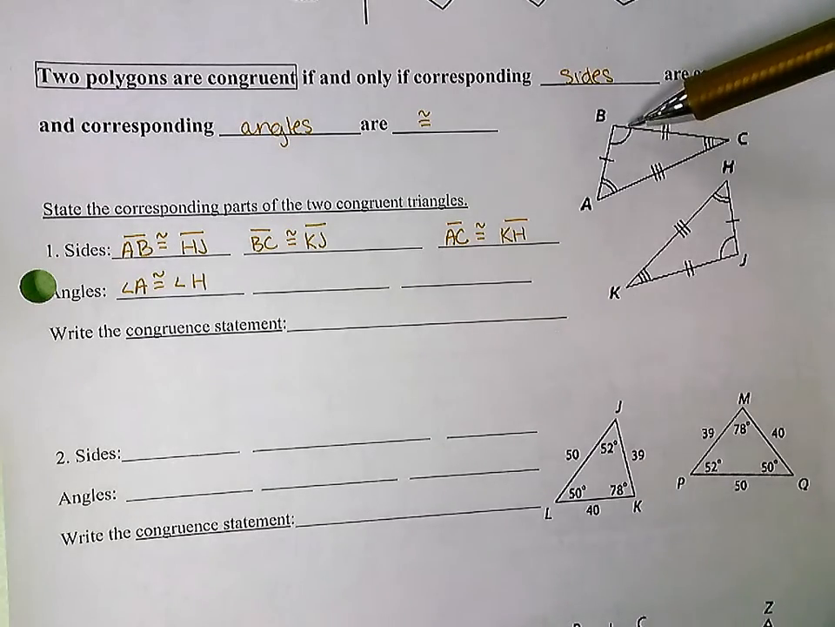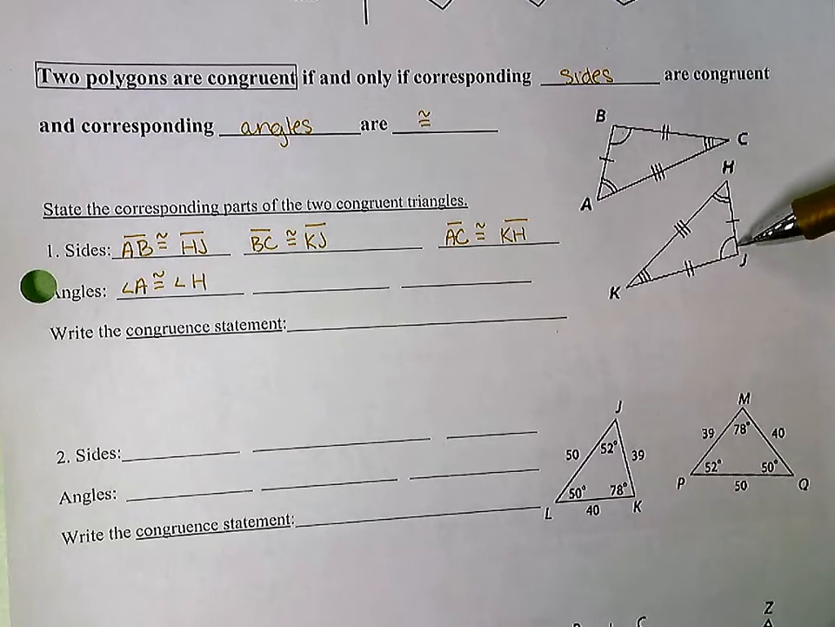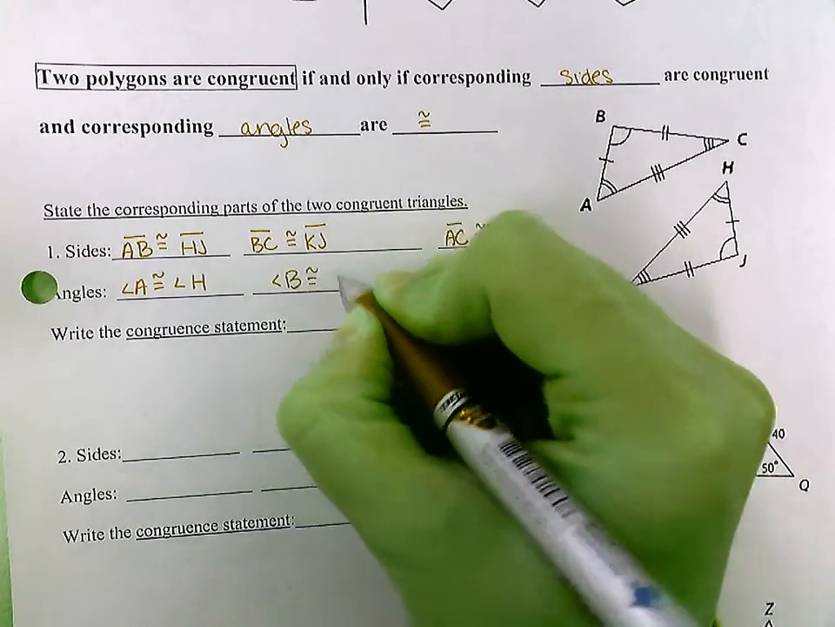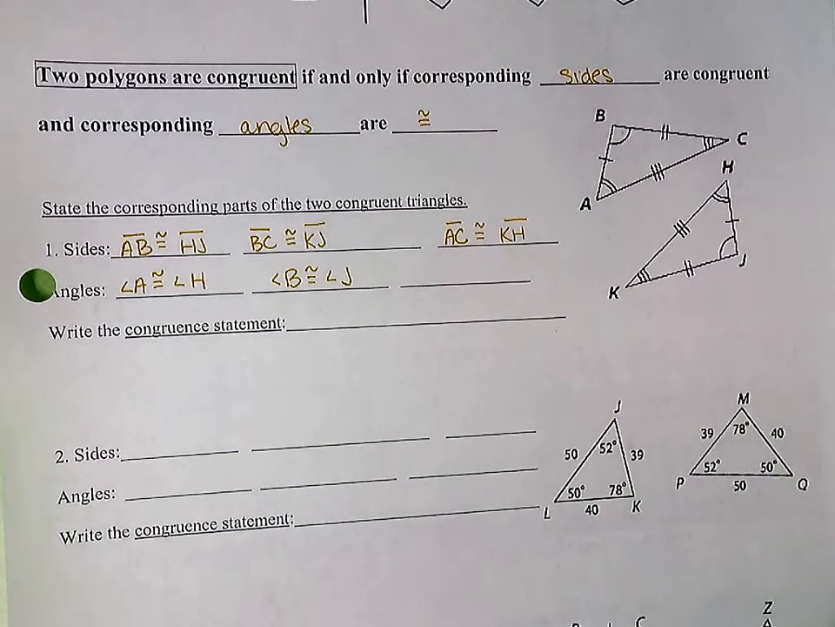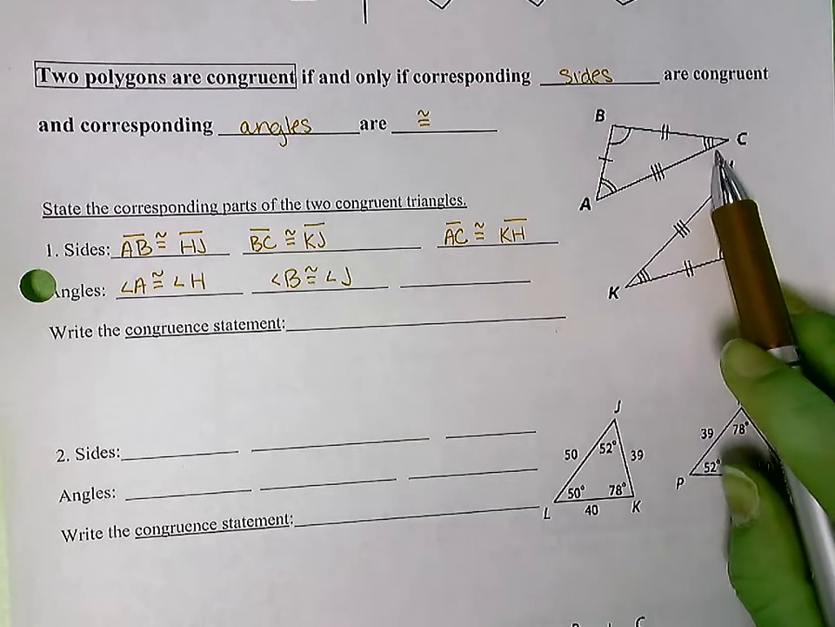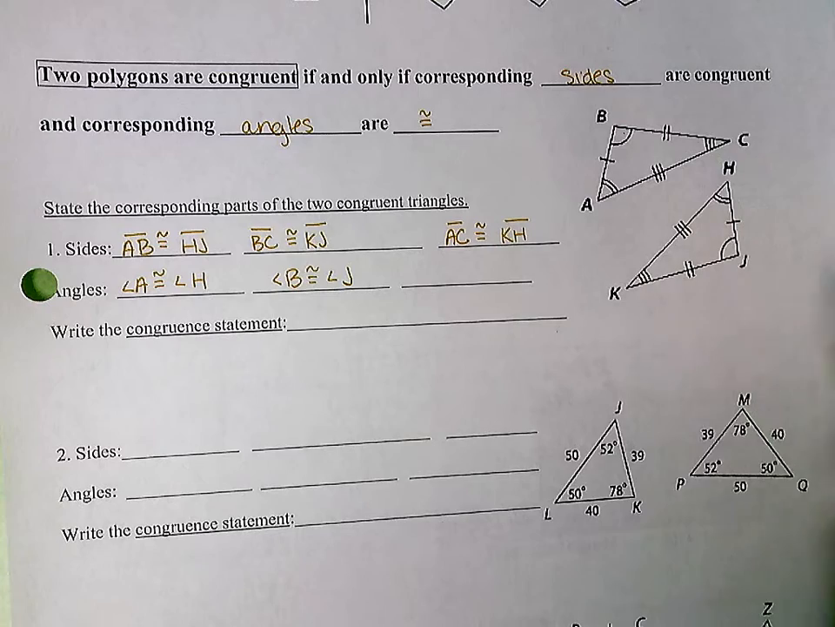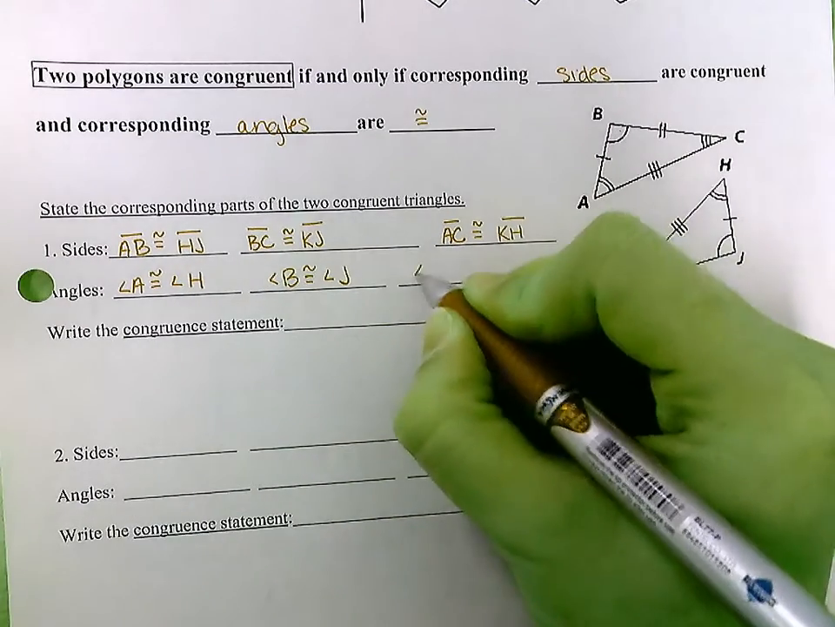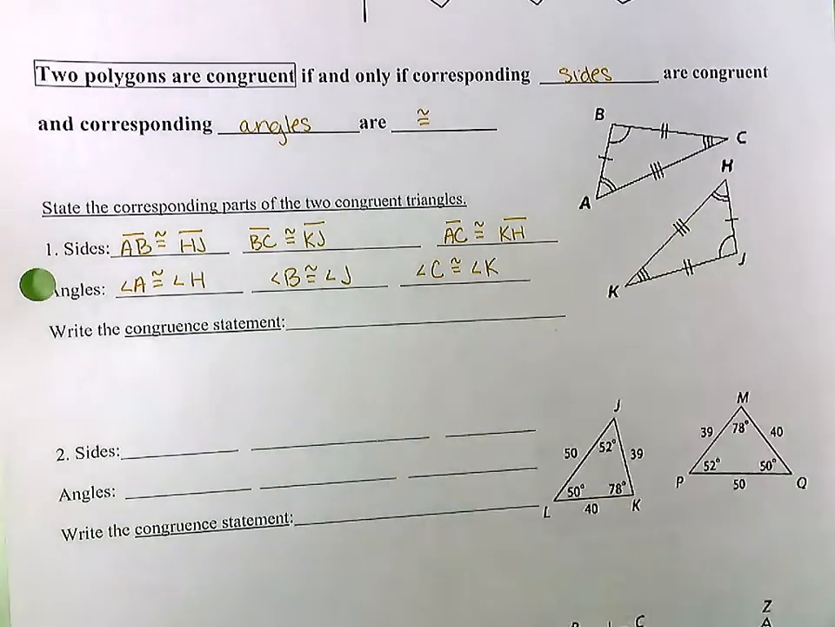Next I'm going to move on to angle B. Angle B has 1, angle J has 1. So we have angle B is congruent to angle J. Then moving on to angle C, that has 3 dashes. Angle K has 3 dashes. So we can say angle C is congruent to angle K.